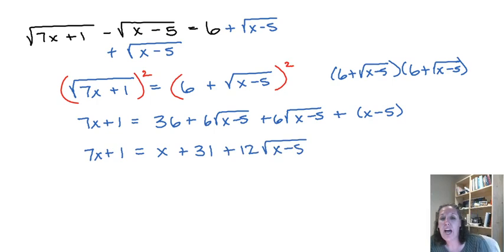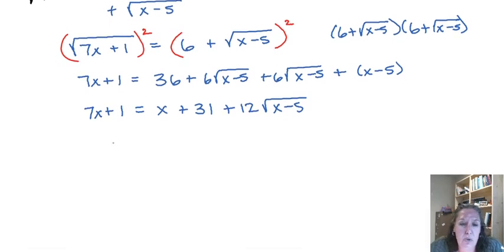Okay, now this is in a similar situation to where we started our first two examples. We've got one square root. We need to get it by itself, completely isolate it. So let's move the other numbers to the other side. So we're going to subtract x. So 7x minus x is going to give us 6x. And then 1 minus 31 is going to be negative 30.